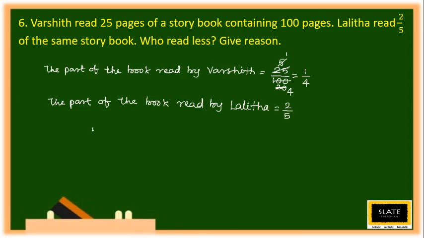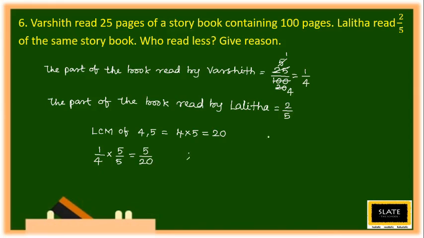So what is the LCM of 4 comma 5? Yes, 4 into 5, that's nothing but 20. LCM is 20. So let us make both denominators 20. So 1 by 4, to get denominator 20, what should be multiplied? Yes, we need to multiply with 5 to both numerator and denominator. So 5 ones 5 by 4 fives 20. So this is 5 by 20, which is the equivalent fraction of 1 by 4.